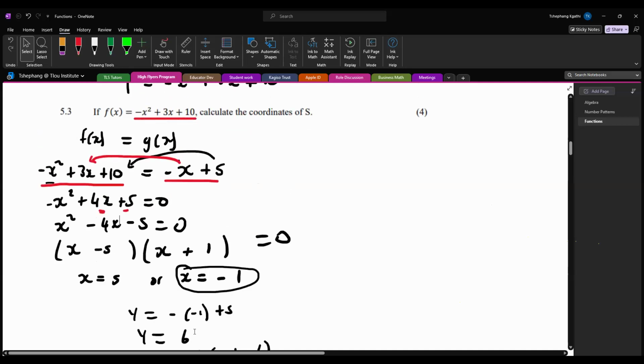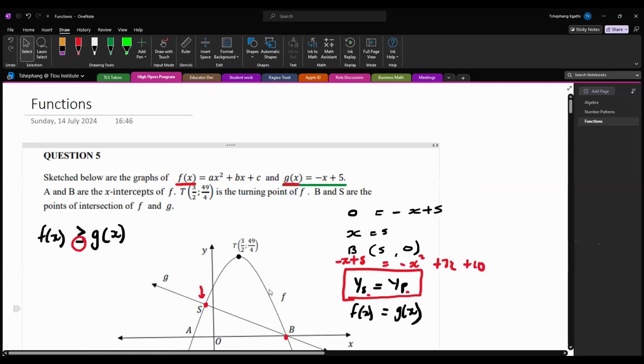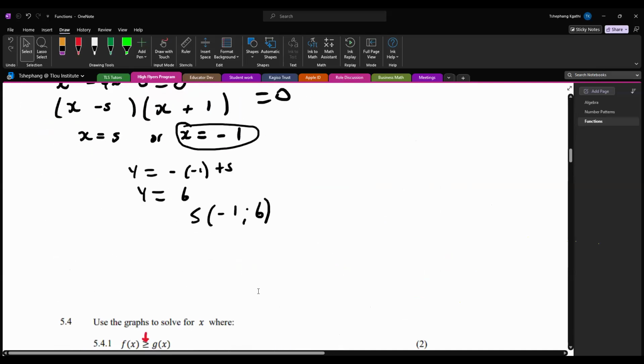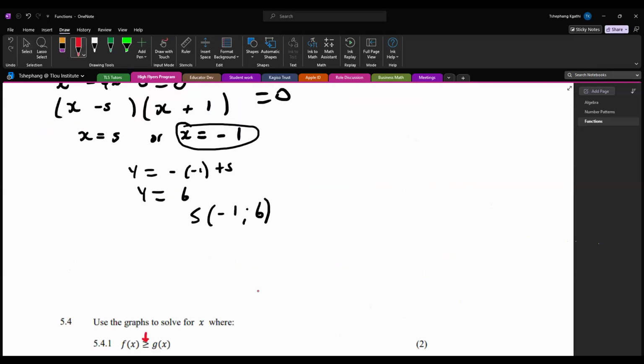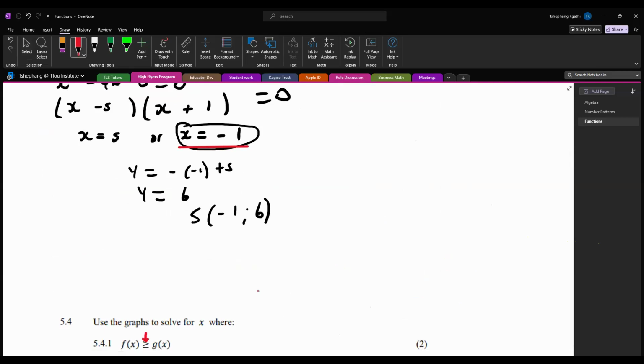But because we were looking for s, we need to check where s is. S is in the second quadrant. What do we know about the second quadrant? The x values are negative, which means that s must assume the negative value that we found, which is minus 1. Then we take that minus 1, we substitute it into any of the two graphs. I always go for the easy way out. The easy way out in this case would be the straight line. Even if you substitute it into the parabola, you're going to get the same answer. Since the straight line is quick and simple to substitute into and get a corresponding y value.